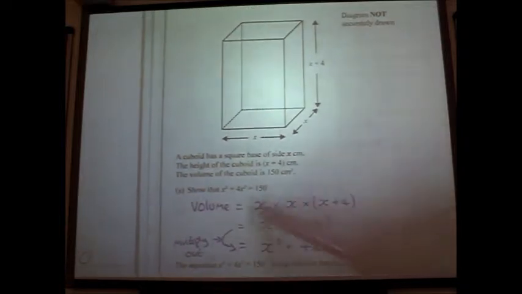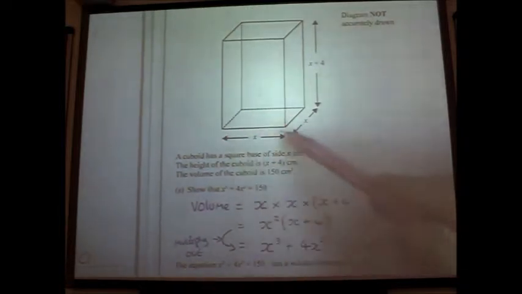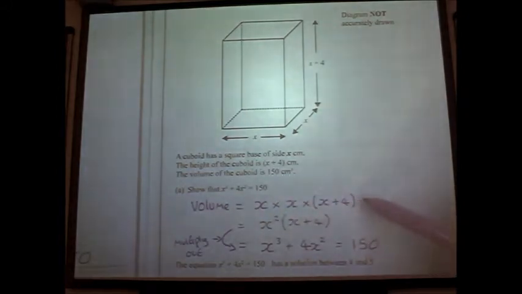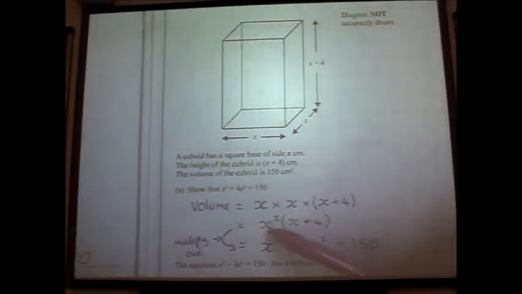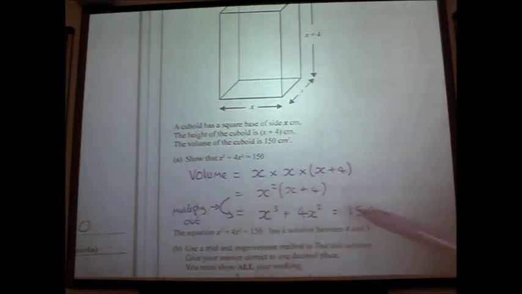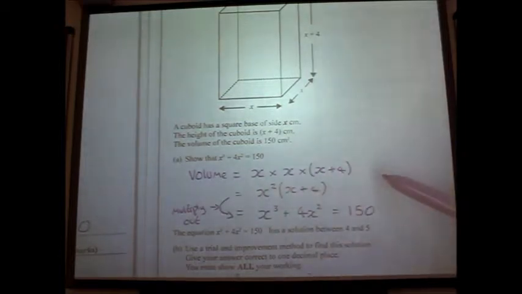Right, this is what I've done. The volume is the base times the depth times the height. So that's x times x add 4. To make this easier, I've called x times x squared. So it's x squared times the height. So here we go. So x squared times x is x cubed, or x to the power 3. X squared times 4 is 4x squared, because I'm multiplying out. And the volume is 150. So this is why x cubed add 4x squared equals 150.